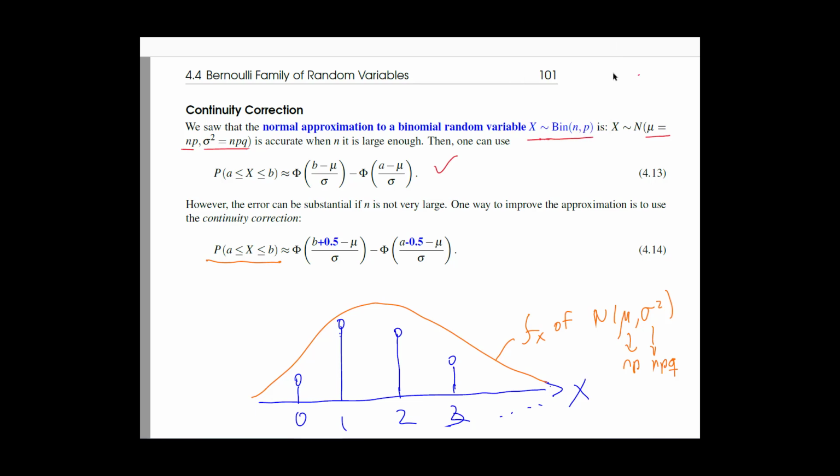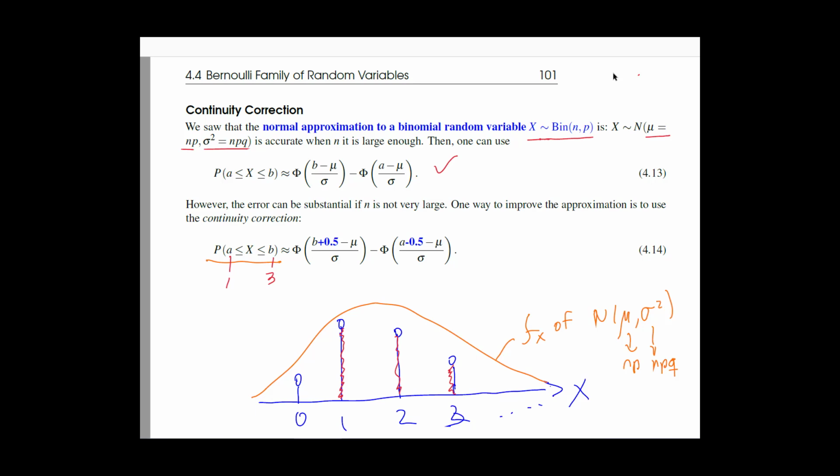So let's say a is 1 and b is 3, just to illustrate. So the exact probability would be this probability plus this, obviously, right? The height of those 3 bars, not the exact one.